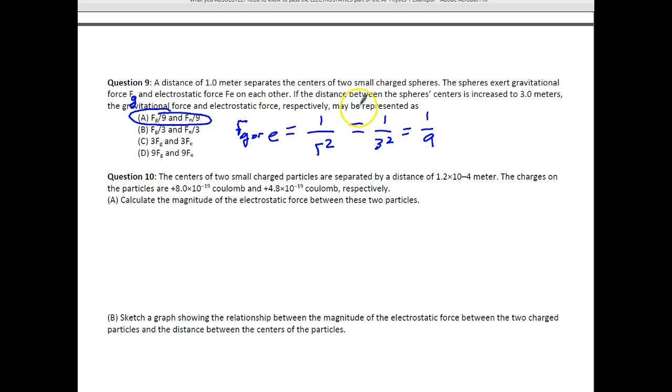We know the masses don't change. The k and the big G value don't change. So the only thing that changes is the radii. So we know that they're both 1/9. So kind of a nice little trick question for you.